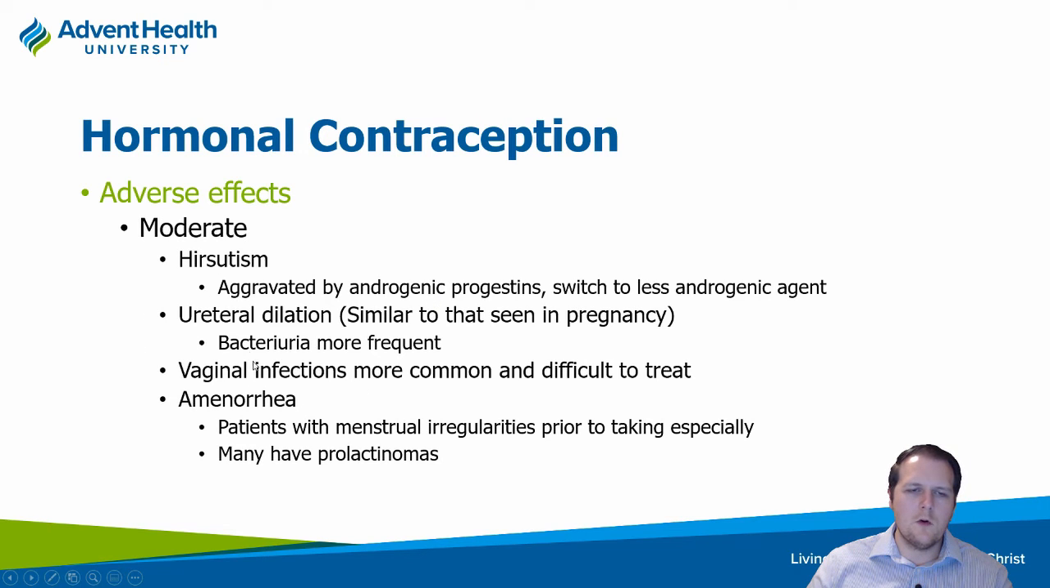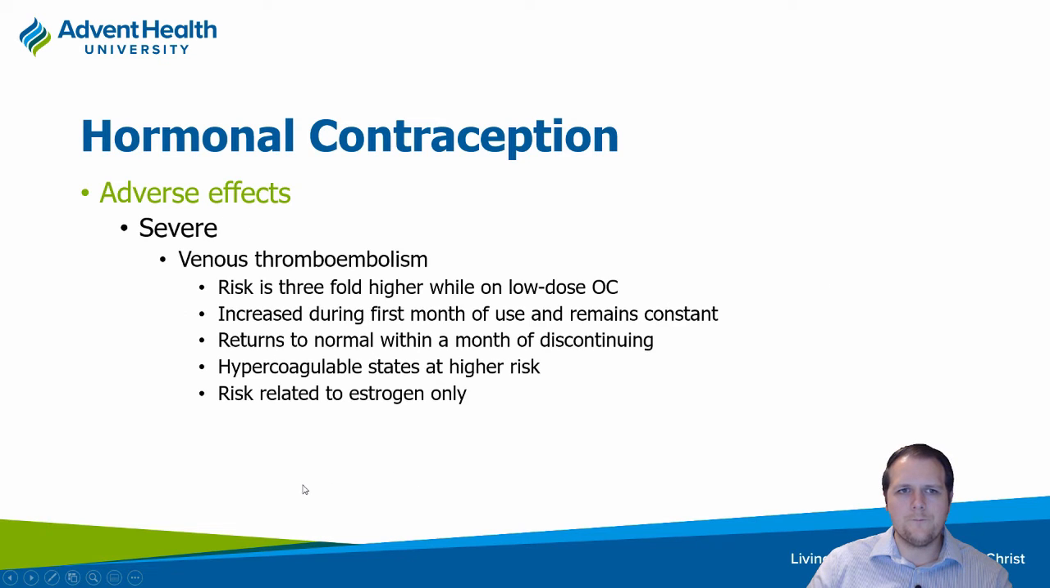Vaginal infections can be more likely due to some things like ureteral dilation and basically things that are making changes in mucus secretion to make it more hospitable to bacteria, unfortunately. So that is a risk you can see with that. And then again, amenorrhea may be a possibility here for some patients, especially those with menstrual irregularities prior to taking these drugs. This tends to be more likely in those patients, and some of it may be related to things like having a prolactinoma that was undiagnosed previously. So that's one thing to note.